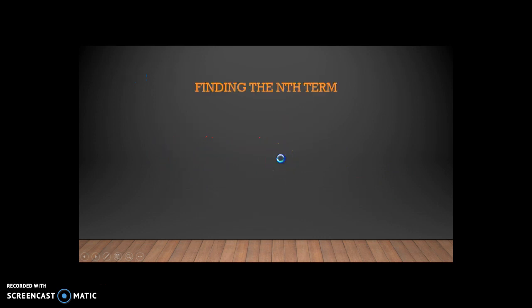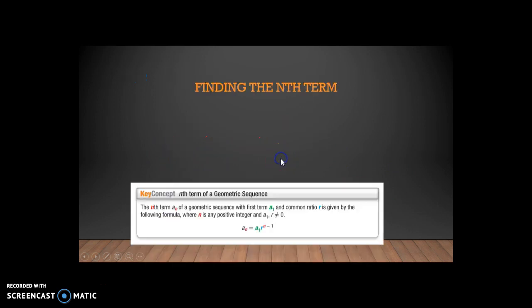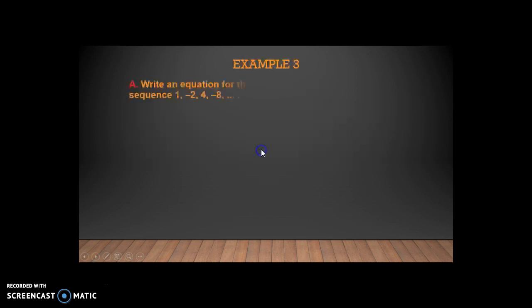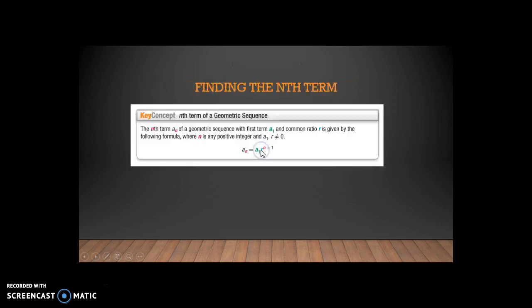And then finding the nth term, here's our formula, and they have it color coded. I've already explained this in that first slide, where A1 is our first term, R is the common ratio, and we're going to raise that R, not the A1, just the R. Sorry, let me go back. We're going to raise that R to the n-1 power. So essentially, if we want the fourth term, we're going to raise R to the third power. And you'll see why it's n-1 better in the last example.